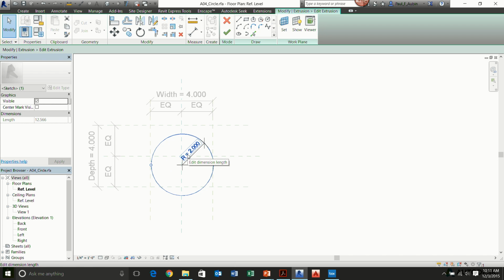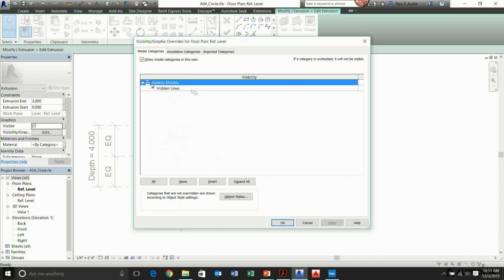what Revit's going to try and do is it's going to try and keep that location that I asked for. So you see the width and the depth changed to twice the radius, but it doesn't make sense anymore because I shifted the circle, right? Now, how is it doing that? Well, there's a feature under Visibility Graphics.